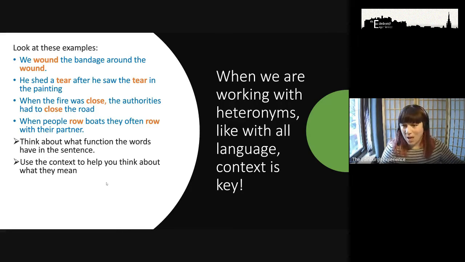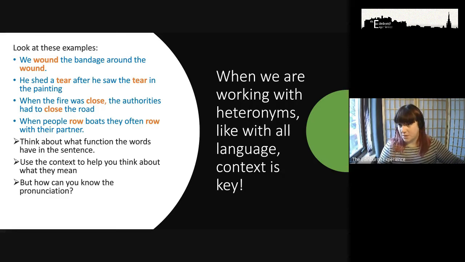Right, now I need to look at the context of that sentence to help me think about what they mean. So we need to think about words that are going to help us. For example, bandage in that first sentence, a really useful word for us. And then after that, we need to think about the pronunciation. And I'm going to show you a great way that you can check pronunciation, because the amazing thing about learning English now is that you have all of these brilliant resources at your fingertips for free.